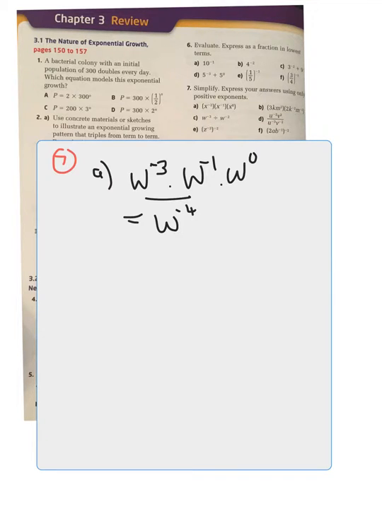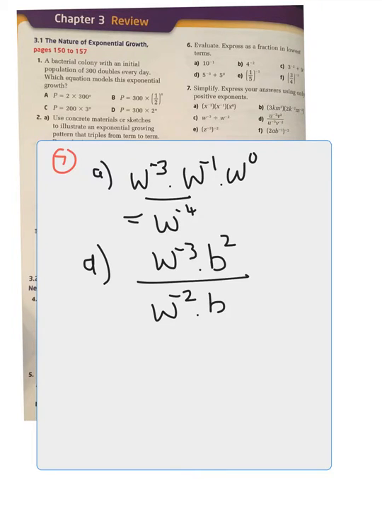If we look at something like D, W^-3 B^2 over W^-2 times B^-1. So all the negative signs will change sign, so this one will come down and that one will go up. That one's up, that one's down, and this one will go up as well.